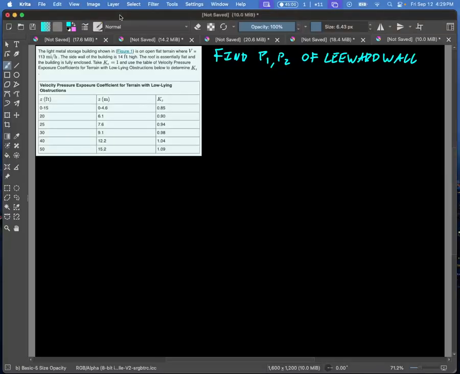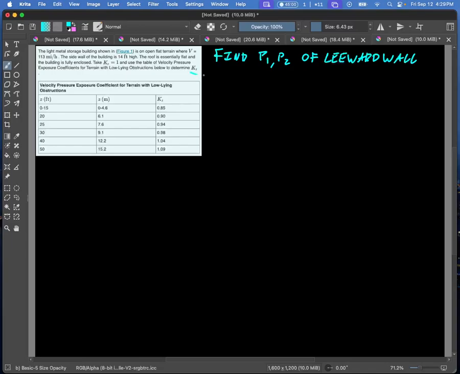In this problem, it says the light metal storage building shown in figure 1, which is just a picture of a one-story building. It doesn't really add to the problem, except for helping you visualize the building. The building is on open flat terrain where V is 113 miles per hour. The side wall of the building is 14 feet high. The roof is essentially flat. The building is fully enclosed.